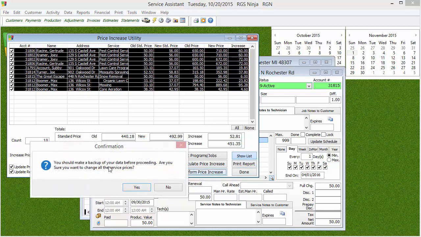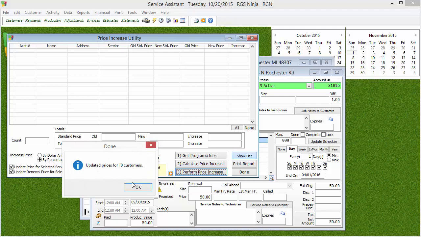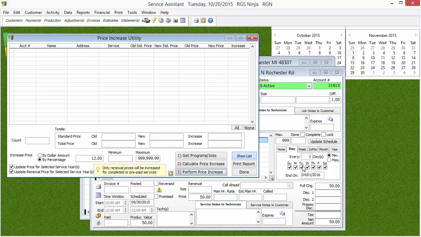It's going to say, are you sure? Again, we want to make sure to get that backup made in case we made a mistake. We can always restore it. We're going to hit yes, and now it's going to process, and all those customers have just had their price increased. All right. So again, keep in mind, you want to make sure to do that backup.